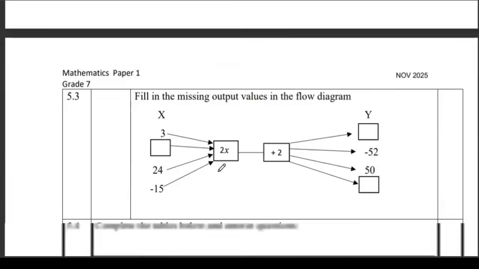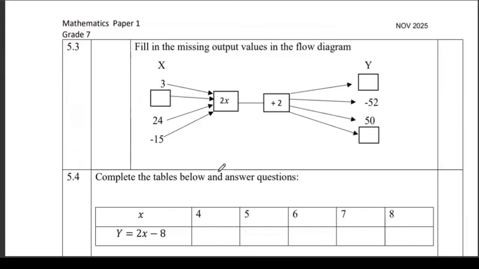And then they want us to find the missing numbers. Okay, it's a flow diagram. So twice x, meaning that we are multiplying by 2. This number here multiplied by 2, we add 2. So if it's a 3 times 2 is a 6 plus 2, we're going to have 8. You're saying 3 times 2 plus 2. And then for us to get what is supposed to be here, we need to move backwards. Where there is a plus, we subtract. So negative 52 minus 2 gives us negative 54. And then divide by 2, get a negative 27.